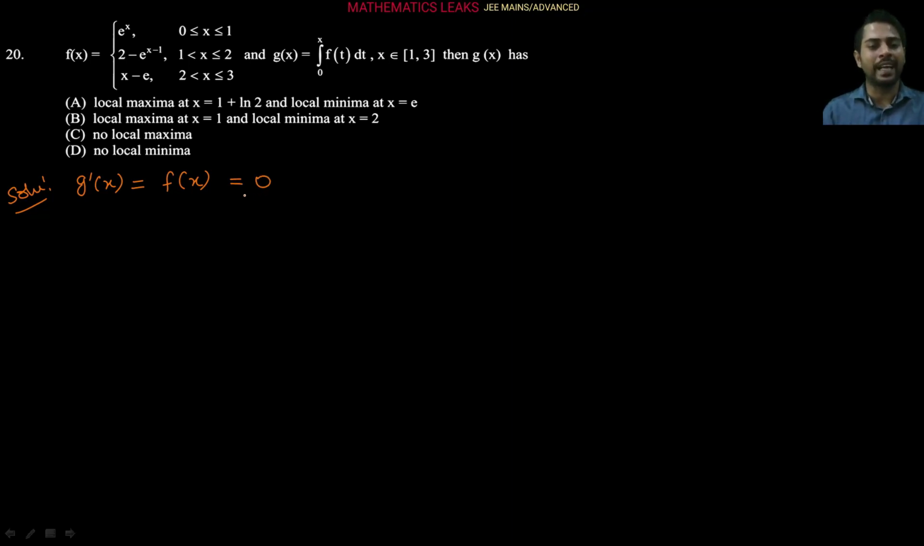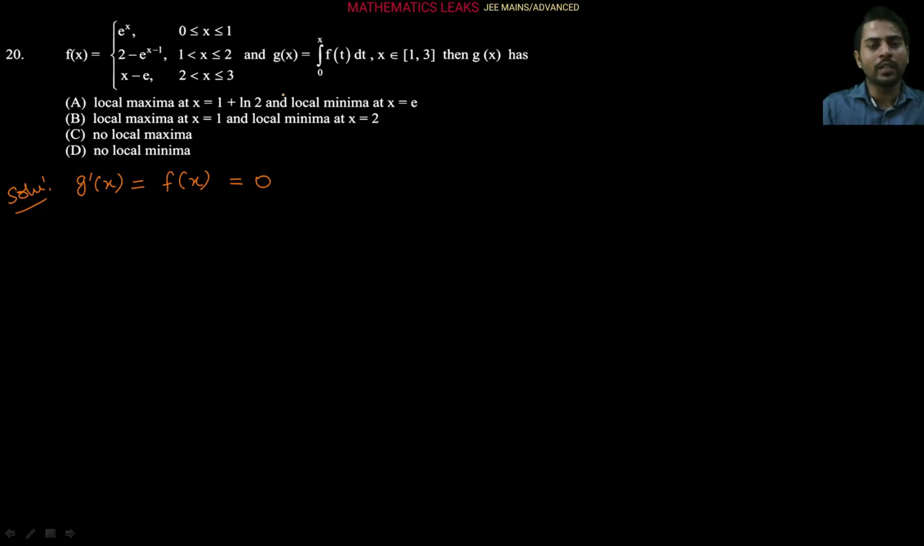So g dash x means f of x only, that should be equal to 0. If we check here, f of x in between 0 to 1 is e to the power x. E to the power x means what? Exponential function, so it is always greater than 0. So in the interval 0 to 1, this e to the power x cannot be equal to 0, right? So from there we get that in 0 to 1 there is no possibility of local maxima or local minima, right?